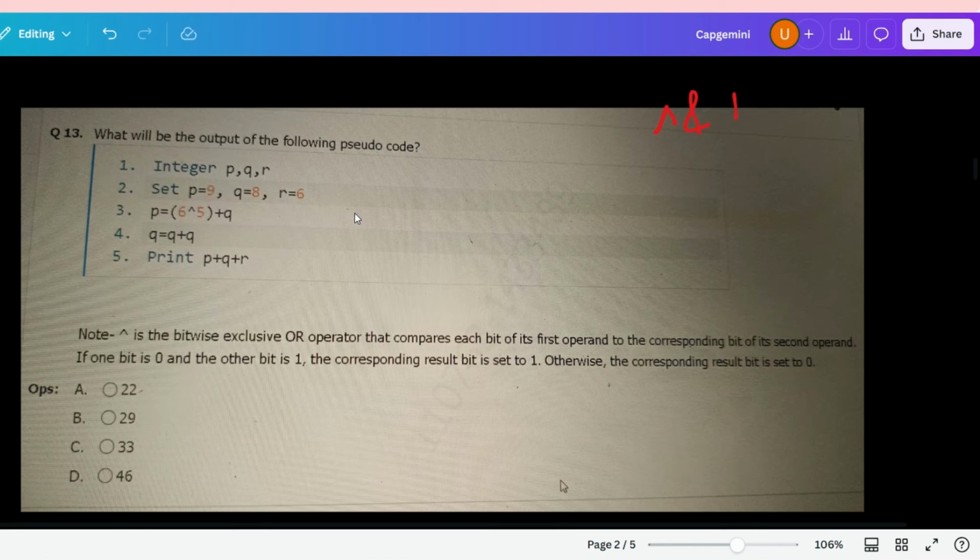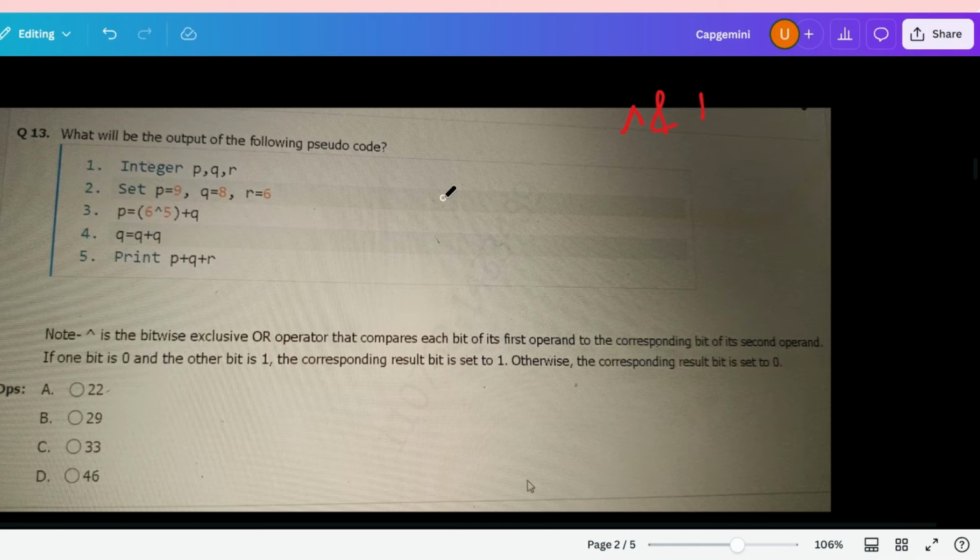Just wait. At first, set p is equal to 9, q is equal to 8, r is equal to 6. These are predefined. So we have to do operations with these. So p is equal to 6 XOR 5. Before I show the solution, let me tell you how to convert our decimal number into its equivalent binary and binary to equivalent decimal.